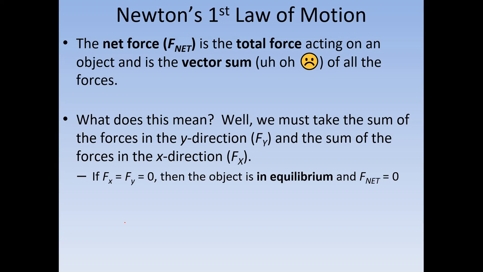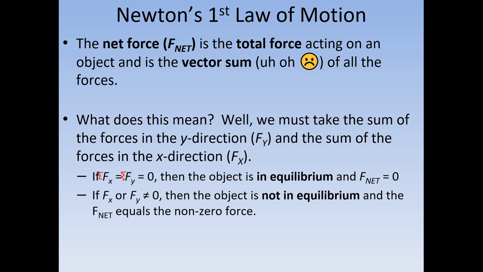Now, I should have been a little bit more clear here. This should have a summation sign. The sum of the forces in the x and the sum of the forces in the y. If those both equal zero, then the object is in equilibrium and we have a net force of zero. So basically, if in all the directions the forces are balanced, we're in equilibrium. Now, if only one of these is zero and the other one isn't, then the object's not going to be in equilibrium. We don't actually make that comment, so try to avoid that.